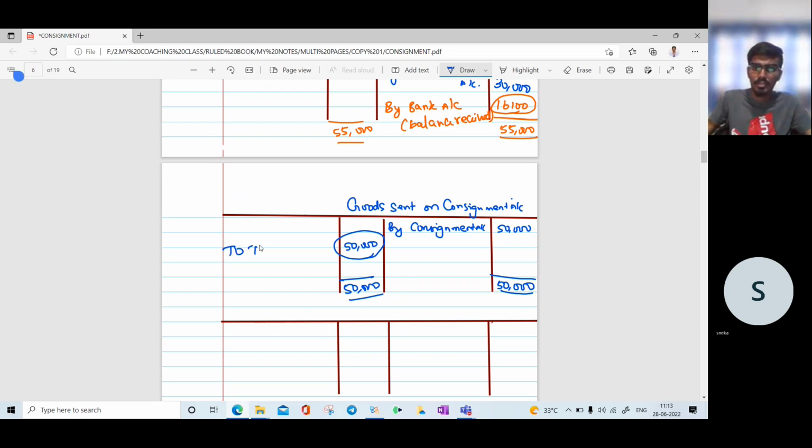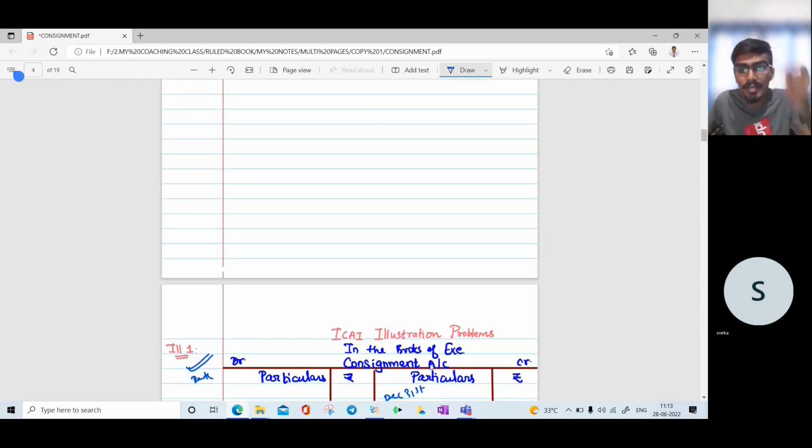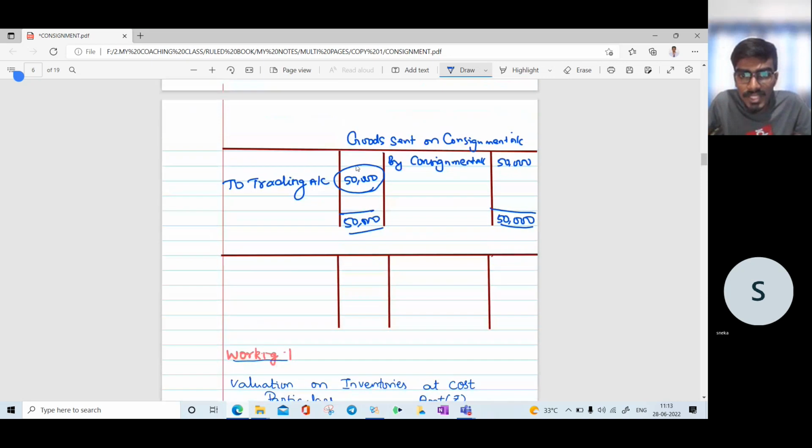This balancing figure is to be posted to the trading account. What does this trading account mean? It is a consolidated trading account, whereas the consignment account is a trading account related only to the consignment. We provide the consignment account to get an overview of profit and sales on the trade happening in the consignment. So the consignment account is also a trading account only related to the consignment, and this trading account is related to the normal trading account.